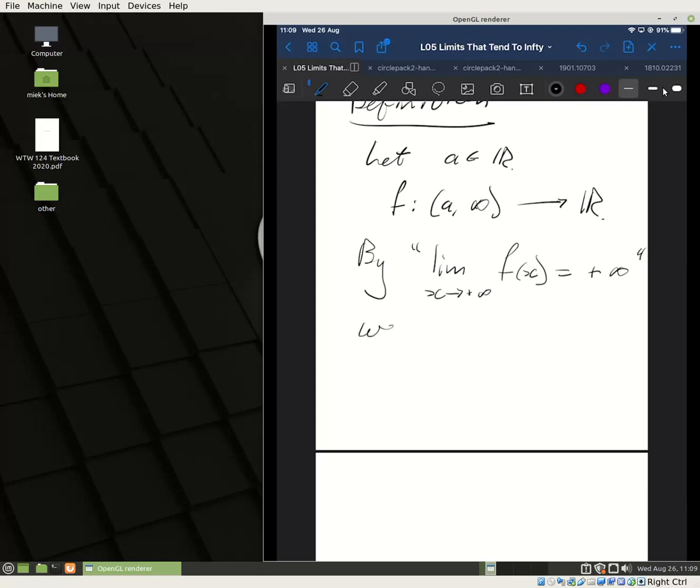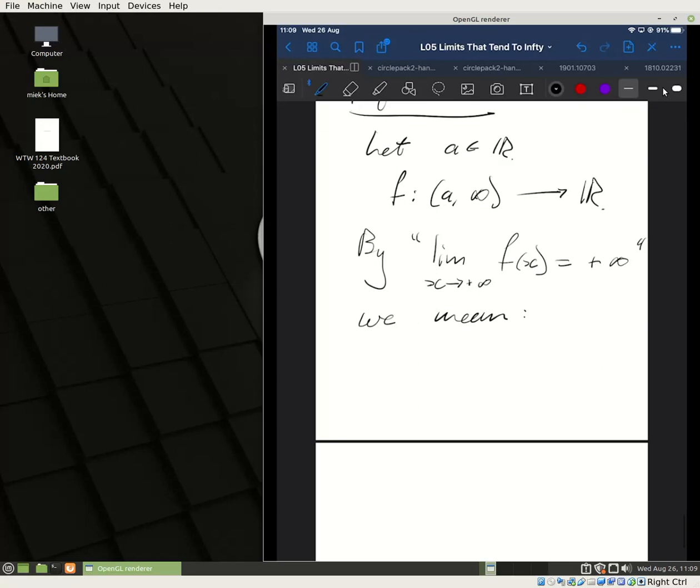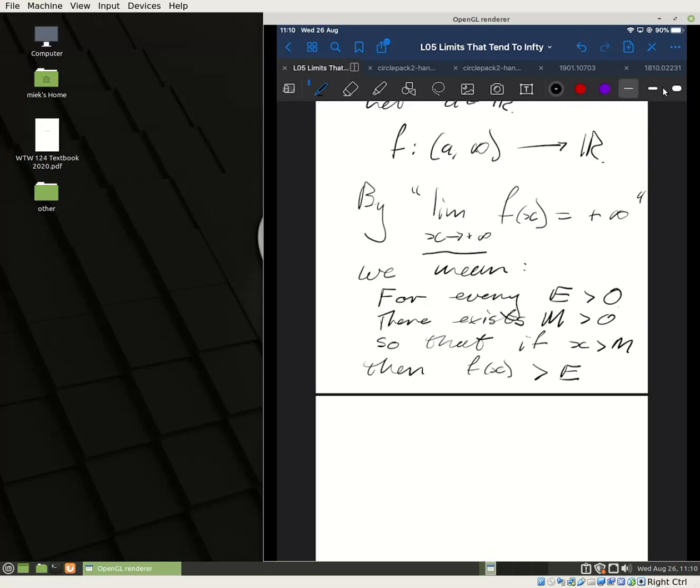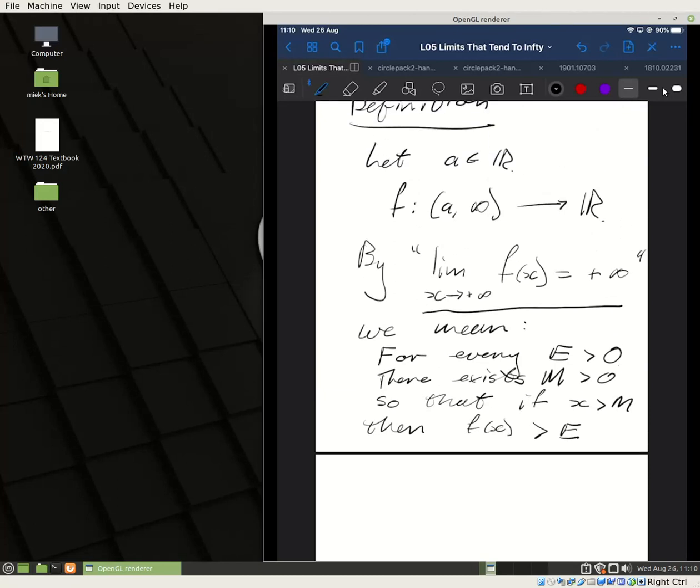By this we mean the following. For every positive number E, there exists an m positive, so that if x is bigger than m, then f of x is bigger than E. And here we have defined what we mean by this expression: the limit as x tends to plus infinity of f of x is equal to plus infinity.